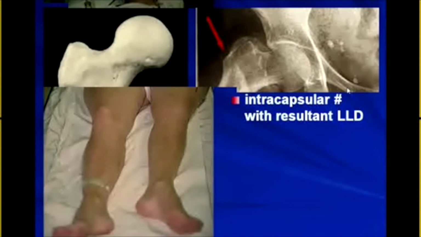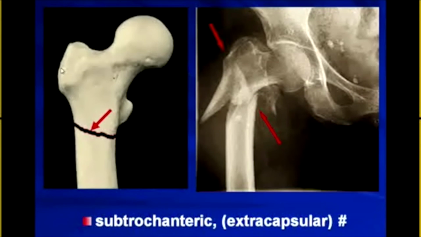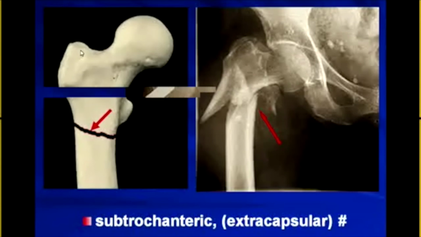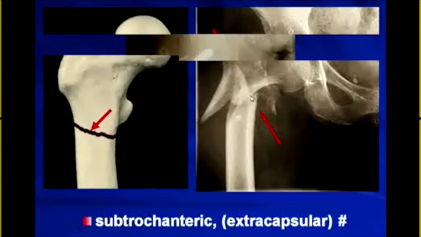Subtrochanteric or extracapsular fractures: the subtrochanteric is below, so this is actually a fracture below that trochanteric line. And again, this has a better prognosis. This is a better area of blood supply, better trabecular structure, so the bone tends to heal better in this area. It's also more amenable to fixation. It's easier to get to.